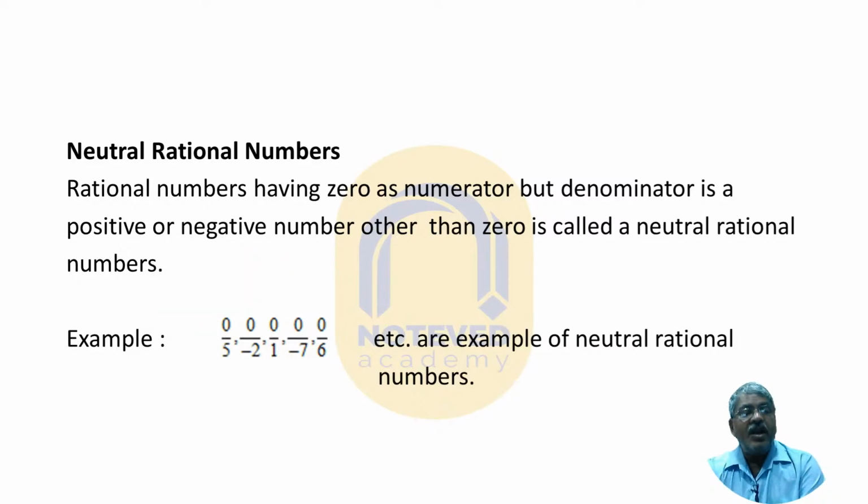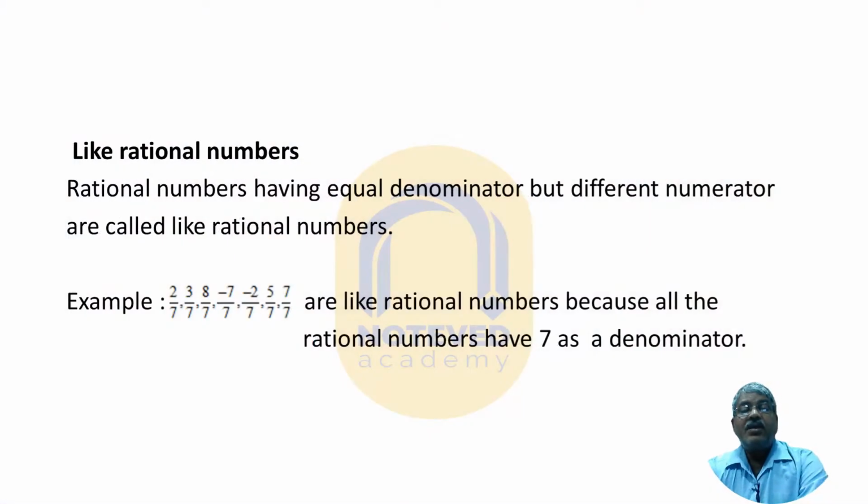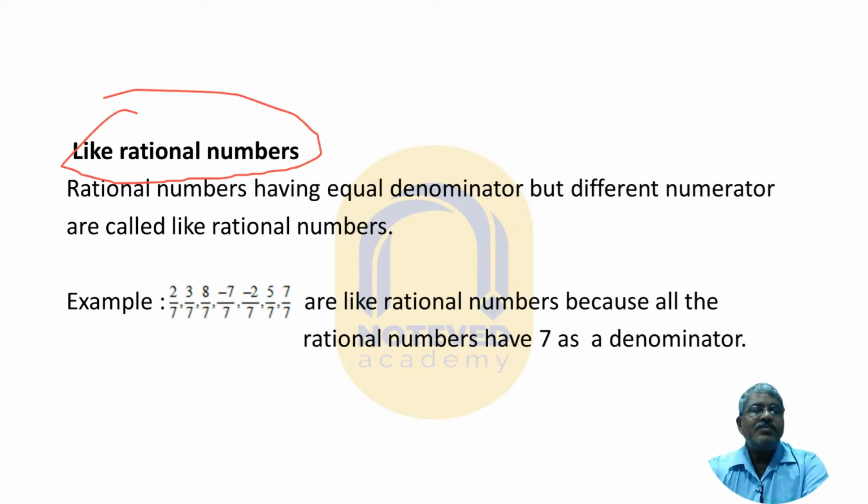What may the denominator be? It may be positive, negative, 1, plus 1, plus 5, minus 5, anything. Here, 0 by 5 is a neutral number, 0 by minus 2 neutral number, 0 by 1 neutral number, 0 by minus 7 neutral number, 0 by 6 neutral number. But students, don't write 0 by 0. If you write 0 by 0, you are wrong. So don't try to write 0 by 0. So here you see the like rational numbers. Students, like means look like the same.